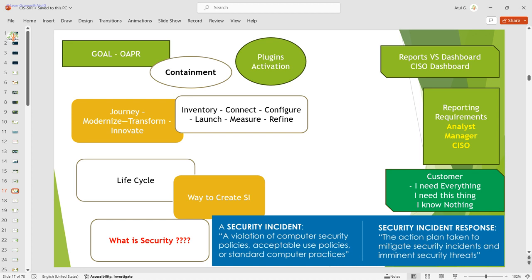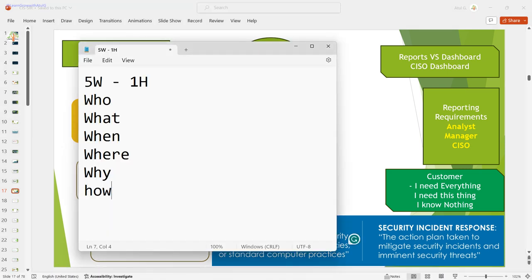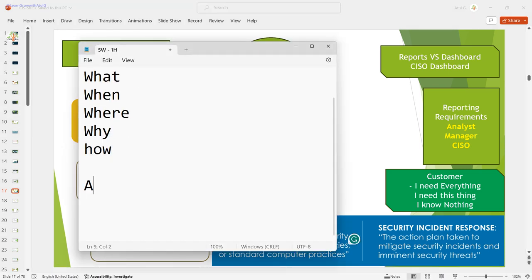So this is the fundamental of reporting and dashboards. Before we proceed to this section, let's understand the reporting audience. There are 3 audiences defined by ServiceNow. Number 1 is analyst, number 2 is manager level, and number 3 is CIO or CISO. We need to understand this, and this is again an important topic from the examination perspective.